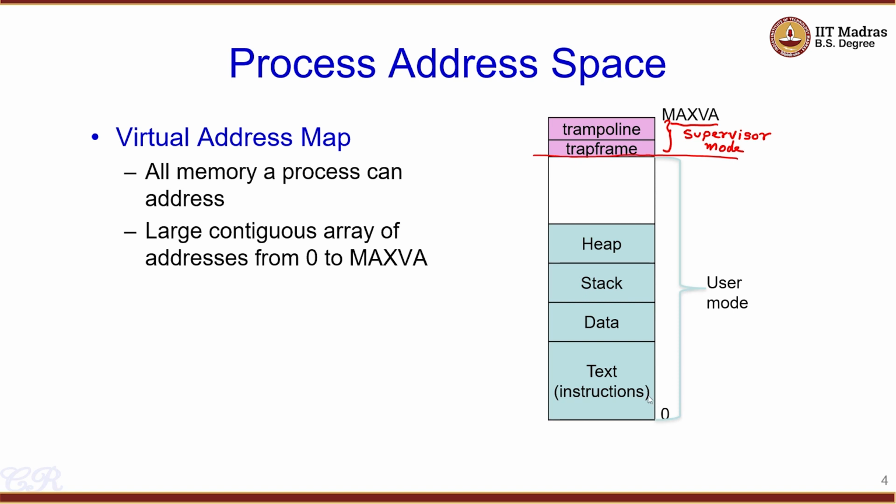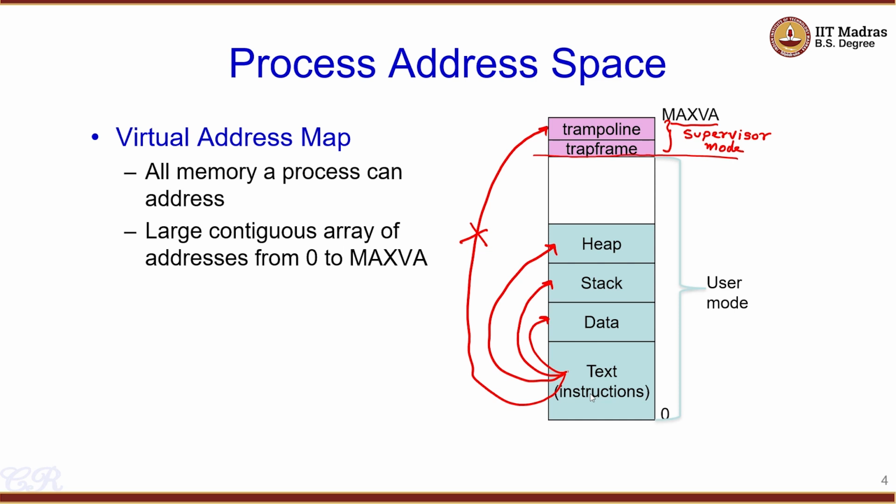So, what does this essentially mean? It means that if I have some code over here, this code could load data from the data segment, or from the stack, or from the heap. It can do anything within this particular range, but it will not be able to access the trampoline or the trap frame, because the trampoline and trap frame are in the supervisor mode, while the heap, stack, data and text are executing in the user mode, right.